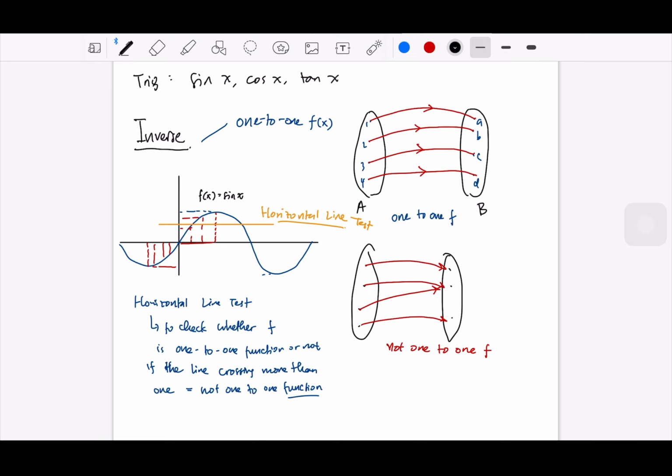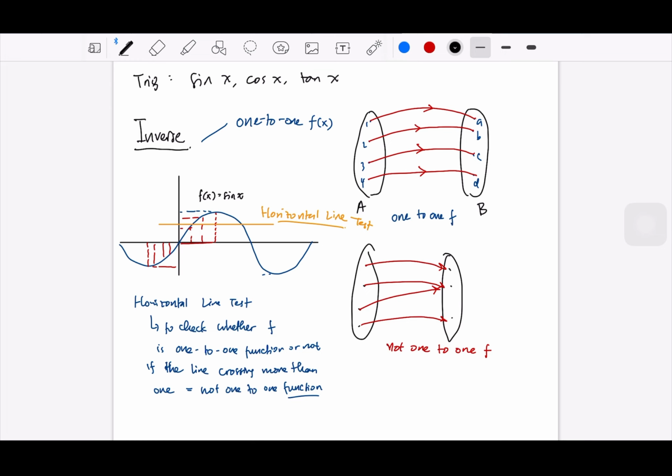To get more illustrated visuals, there are two conditions here. The first condition: each element or each point has a certain value. In the second picture, from A, there are two elements that have the same value. Okay?